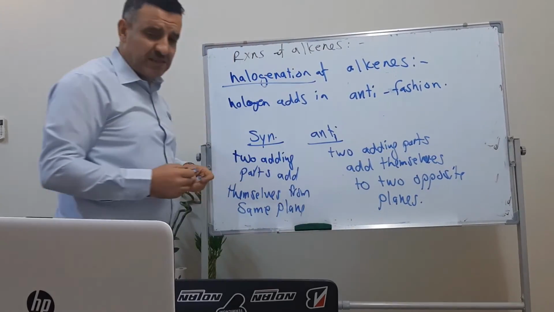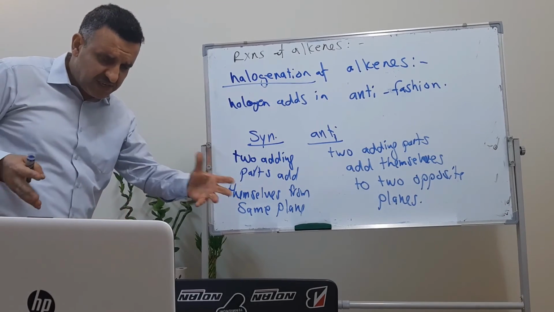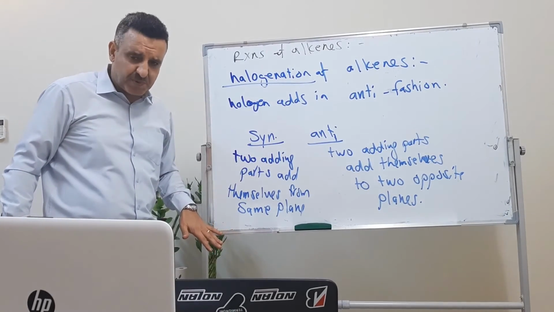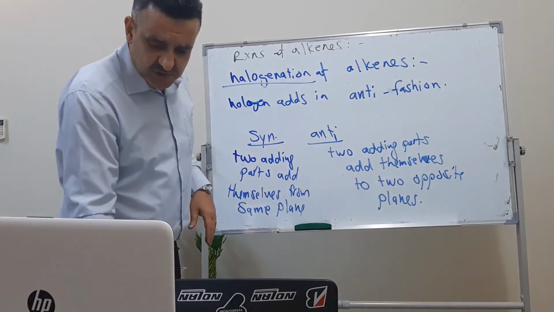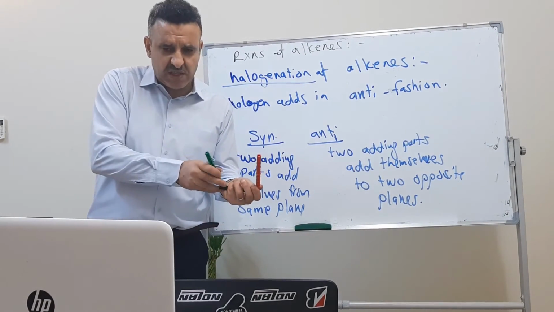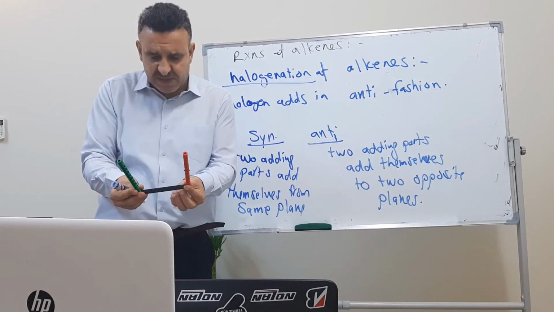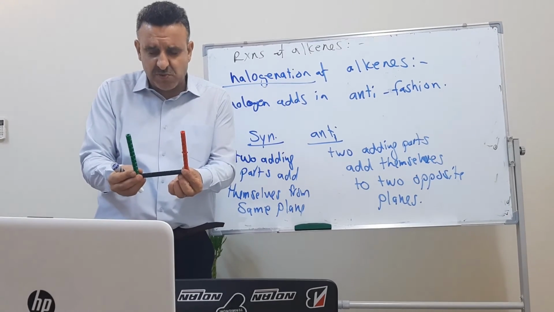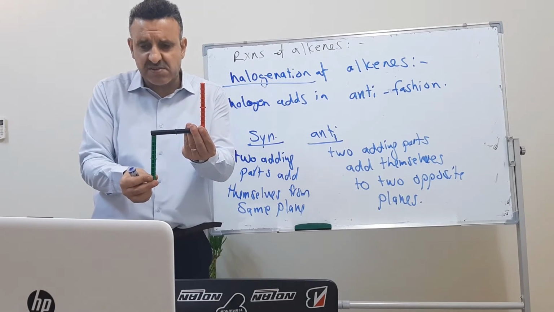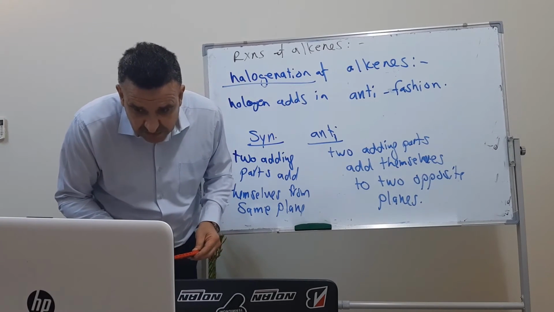This has consequences, guys. This will determine what we call the stereochemistry. If the two adding parts add themselves from the same direction, in the same fashion, we will most likely get a cis product. If they are adding themselves from opposite directions, most likely we are going to get a trans product. Got the point, guys?